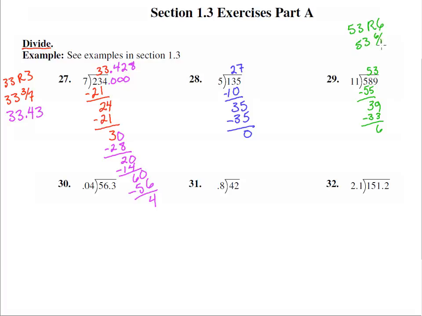and 6/11. Or, like we did with the other one, let's keep going and see if we can get some decimals out of here. So drop down a 0 and let's keep going. 11 goes into 60 5 times. 5 times 11 is 55. Subtract and we get a 5. A 0 drops down here. 11 goes into 50 4 times. 4 times 11 is 44. Subtract and we get a 6.